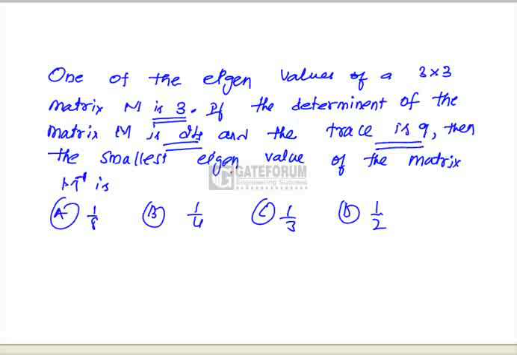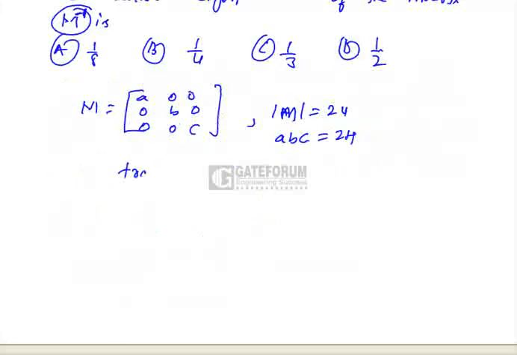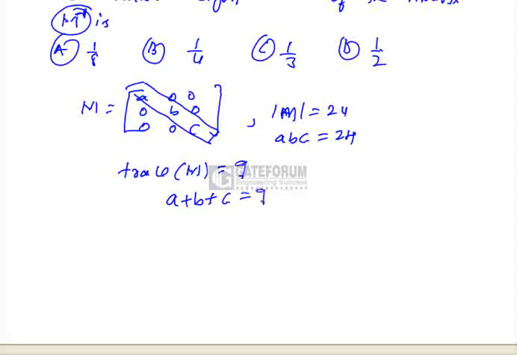Then we have to find the smallest eigenvalue of the matrix M inverse. Now let the matrix M be A00, 0B0 and 00C. Now they have given mod M is equal to 24, which is nothing but ABC, that is 24, and also the trace of this matrix M is given as 9.